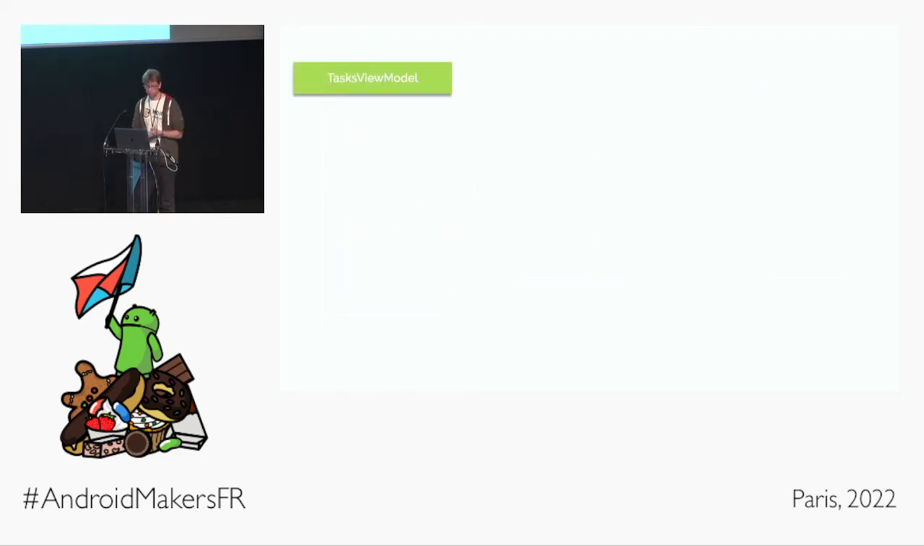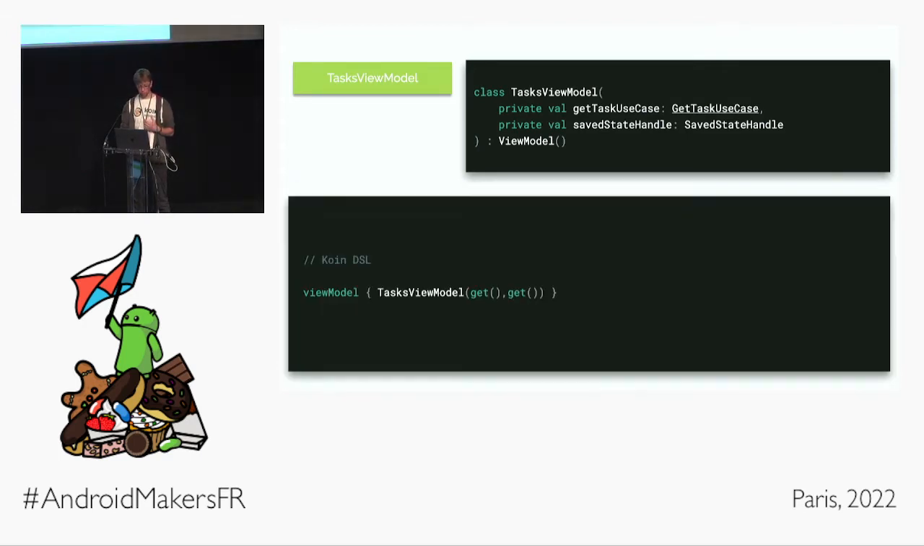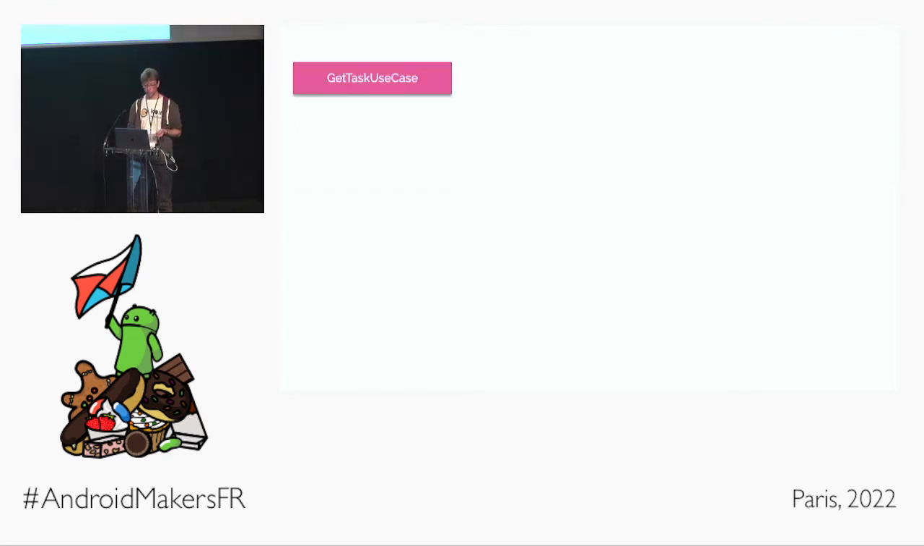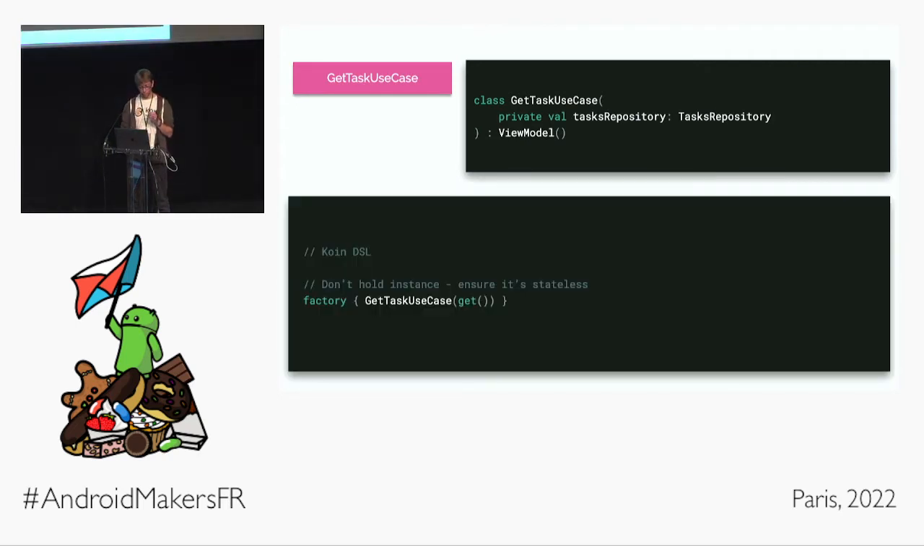How does it change for us? The view model is referencing not the repository, but directly the get task use case here. Not a problem, we still have get, and Koin will deal with that. After that, we have another component, the get task use case, that references the task repository, not a view model here. And then we declare it as a factory directly. We don't need anything else.